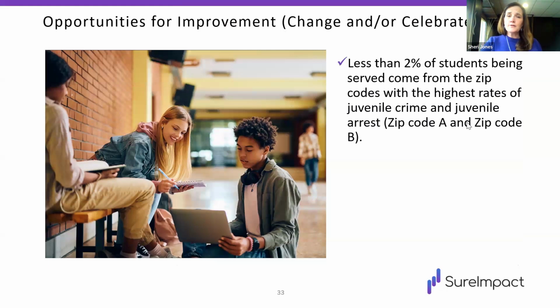So these were just some other findings they found and opportunities for improvement, looking at that data: less than 2% of the students being served were actually coming from the areas with the highest rates of juvenile justice involvement and juvenile arrests. And why this is important for this particular organization, and think about this for your own story, is that if funders are funding your program because they're looking to see decreases in juvenile crime, and your programs aren't working with the students at highest risk of those behaviors, it is very likely that your funders will not see change in the community.